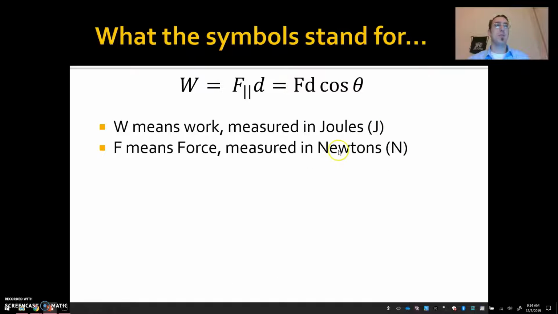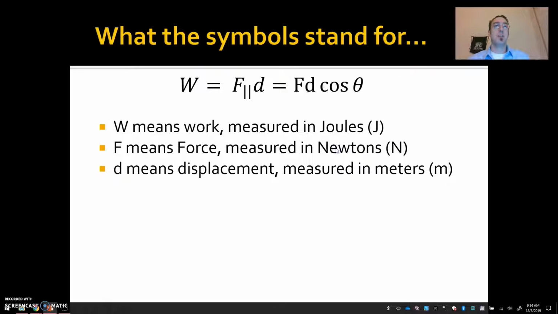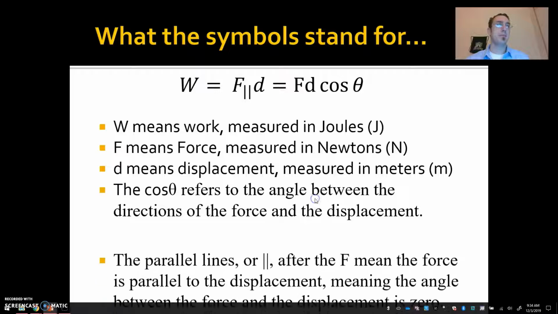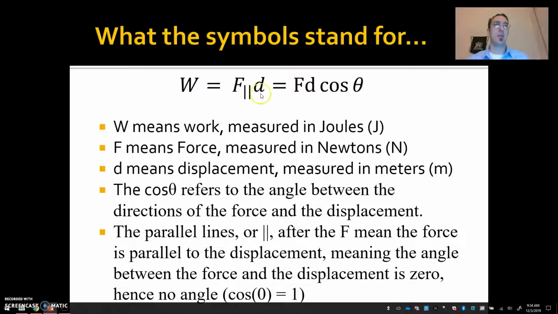F is force, measured in newtons, like it has been all year. D is displacement, not distance. It's very specific here, measured in meters. And the cosine theta refers to the angle between the directions of the force and the displacement, which I'll show you an example of momentarily. The parallel line things in between the F and the D mean that the force has to be parallel to the displacement. In other words, that's when cosine is zero, like there's no angle between them.